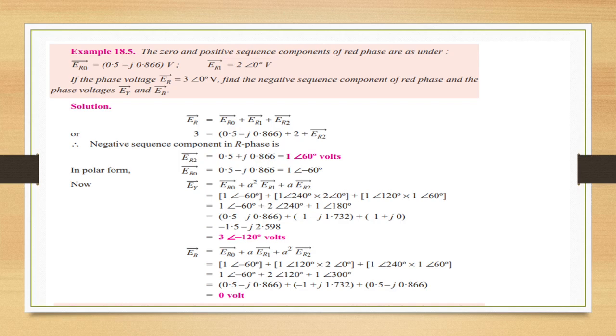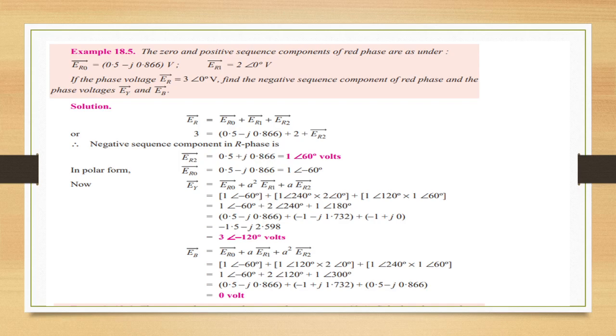So ER2 we are calculating as 0.5 plus j 0.866, that is in polar form it is 1 angle 60 degrees. And ER0 is 0.5 minus j 0.86, in polar form it is 1 angle minus 60 degrees. So ER is over. Now EY, EB we have to calculate.